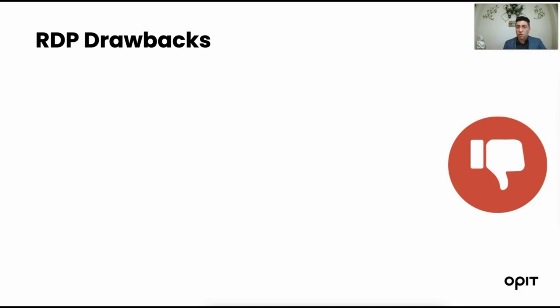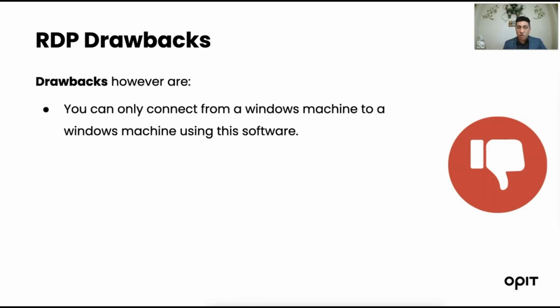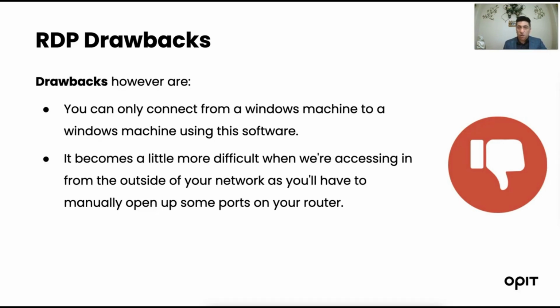But nothing has all of the advantages. There are some drawbacks of the RDP, such as you can only connect from a Windows machine to a Windows machine using this software. That's a drawback for sure. It also becomes a little more difficult when you're outside your network. It becomes a bit of a pain because you have to ask the network admin or the network engineer to open some ports on your router or your firewall to connect back to your machine at work.